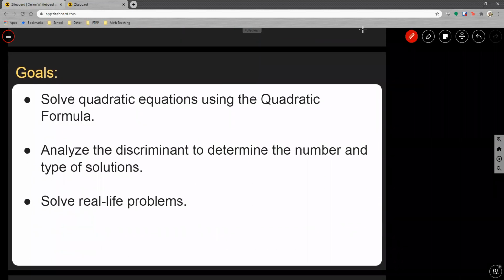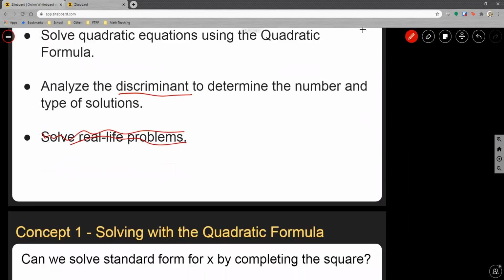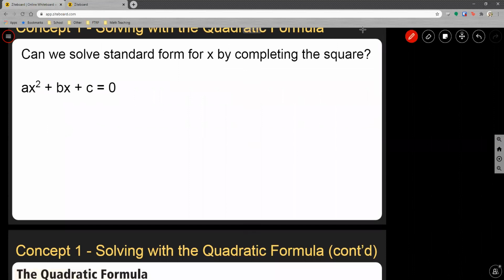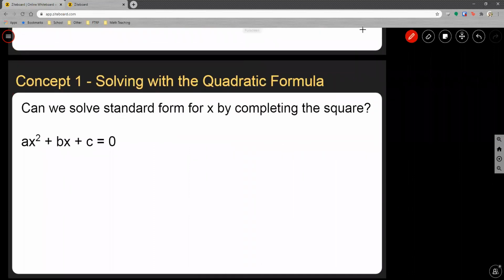Our goals are to solve quadratic equations using the quadratic formula, and to analyze the discriminant to determine the number and type of solutions. So the discriminant is a new thing we're going to be learning about. And then we're going to do some solving of real life problems actually in class, so just throw that out for right now. So concept 1, can we solve standard form for x by completing the square?